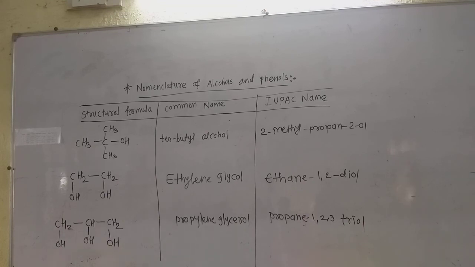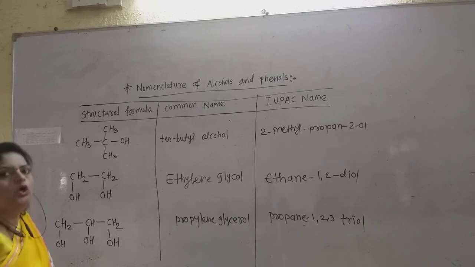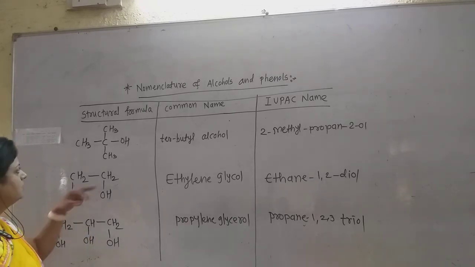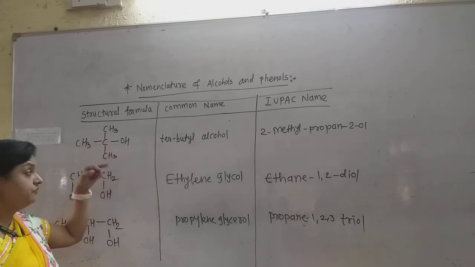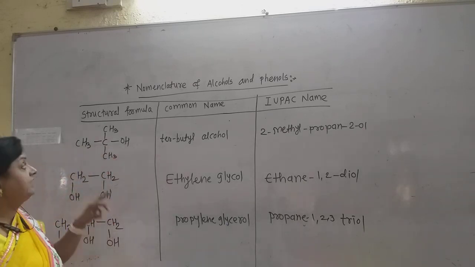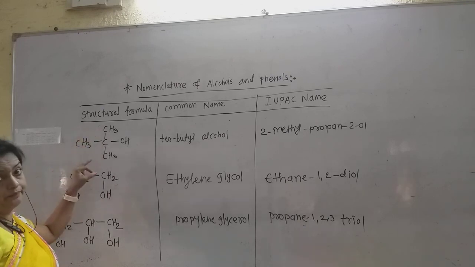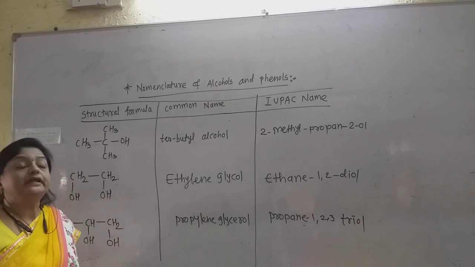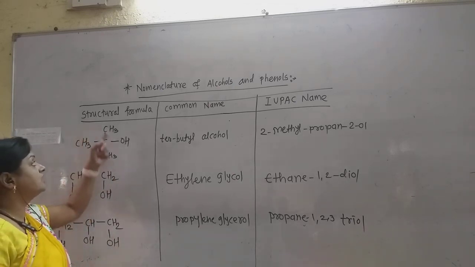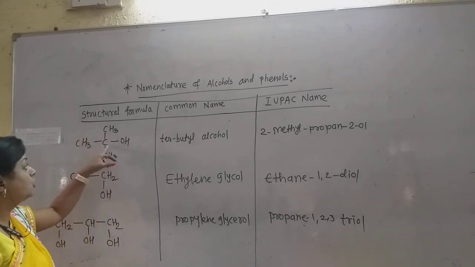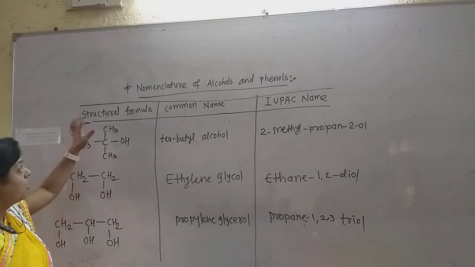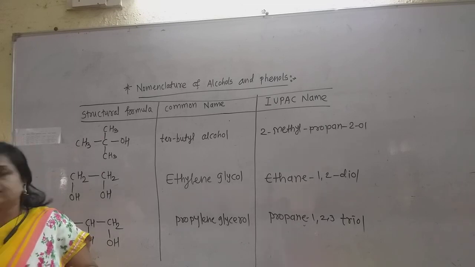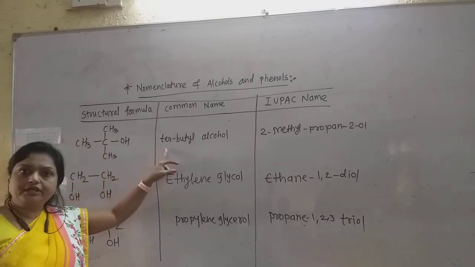Now see again some examples of the nomenclature of some alcohols. Now this is such an alcohol in which there is a carbon having the substituents. Then how is the numbering possible? Now you know that this is the tertiary carbon because it does not have any hydrogen atom. All the alkyl groups are there. So it is the tertiary butyl alcohol.